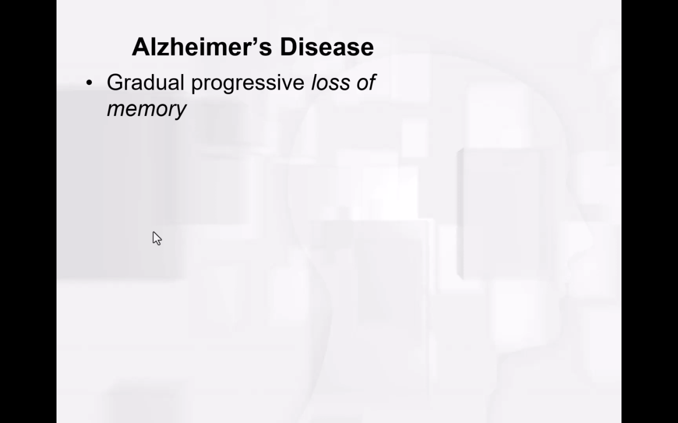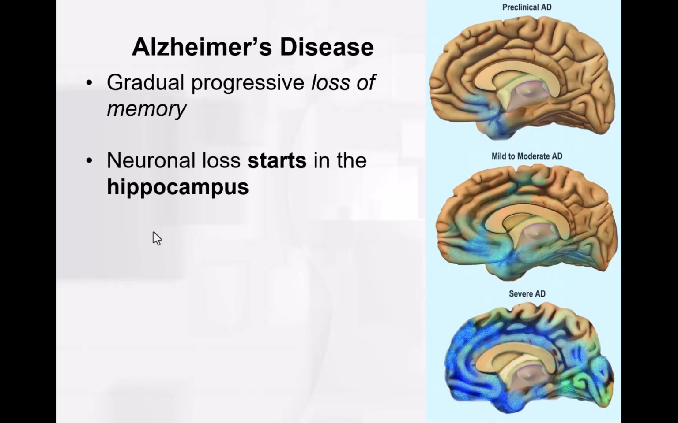Now, thinking about what we talked about in previous videos for Chapter 10, something that we talked about when we talked about anatomy, what brain region do you think might be affected first in Alzheimer's disease? The hippocampus. So neuronal loss starts in the hippocampus, and you can see here's preclinical Alzheimer's, mild to moderate, and severe. And you can see it's starting here in the hippocampus, and then by the end it's spread all over the brain, including cortical areas.